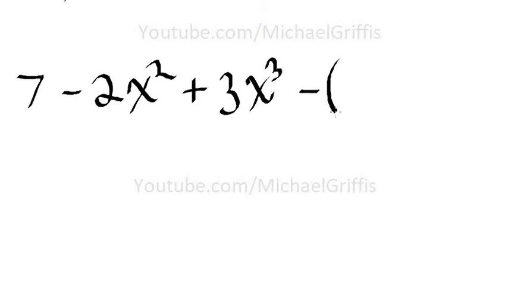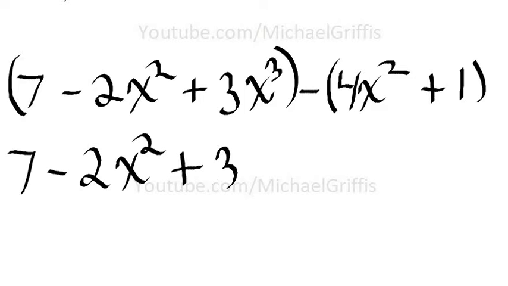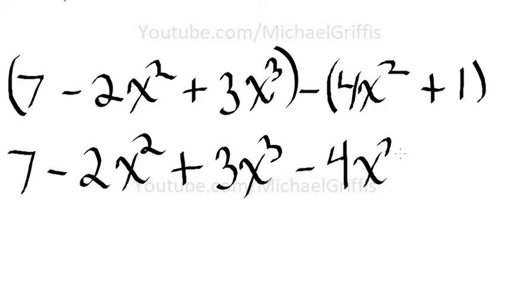Okay. We'll start a parentheses here. 4x squared plus 1. And we're going to put parentheses around those. Okay, so what are we going to do? Let's just rewrite the first part. Drop the parentheses. Distribute that minus sign. Makes that a minus 4x squared. And then a minus 1.